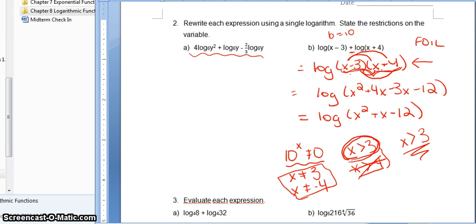Alright, so moving on here. The restrictions are a little bit tricky, but the more you work with them, the easier it'll get. So just remember, ask yourself, when will it be positive, when will it be 0, when will it be negative, and you want to exclude those factors for when it's going to be negative or 0, okay?